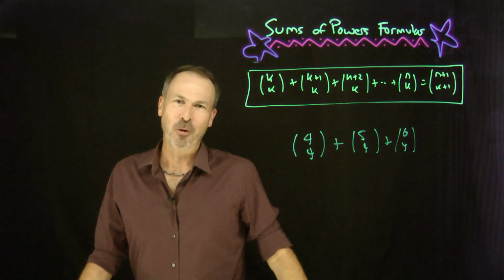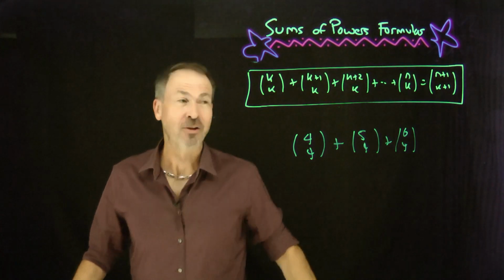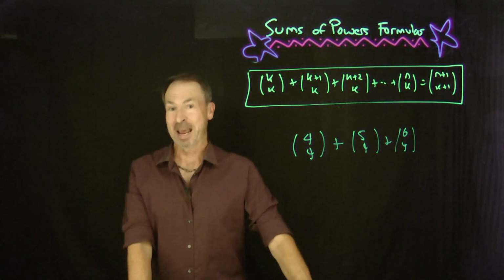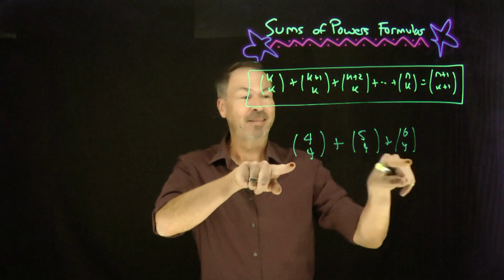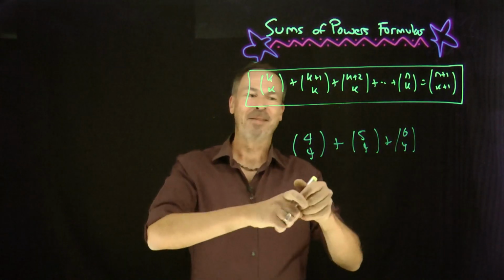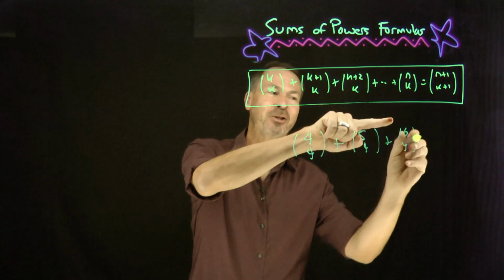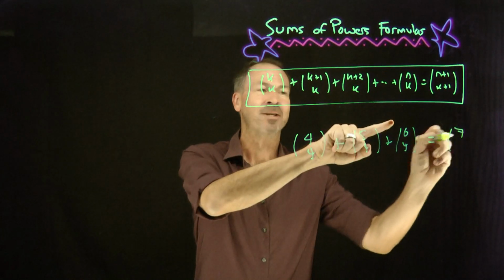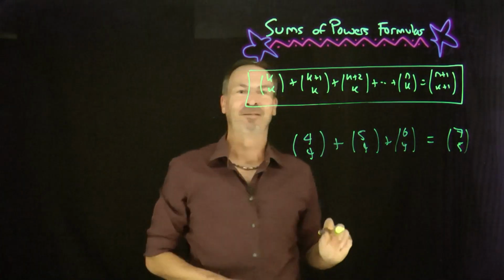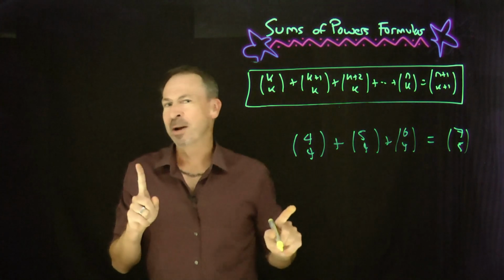Okay, we're now ready to prove some sums of powers formulas. And we're going to use this stocking property over and over again. So in our work, if we ever see something like this, we'll say, oh, that's the stocking property right there. 4 choose 4 plus 5 choose 4 plus 6 choose 4 must be, oh, one more, 7 choose, one more, 5. Beautiful.